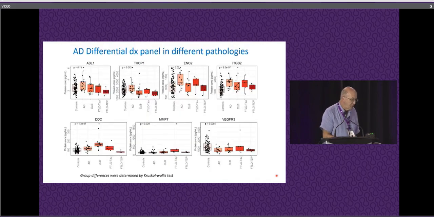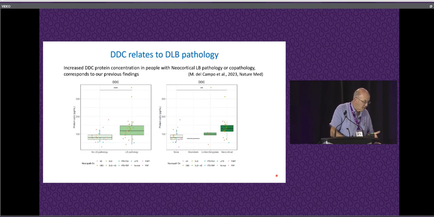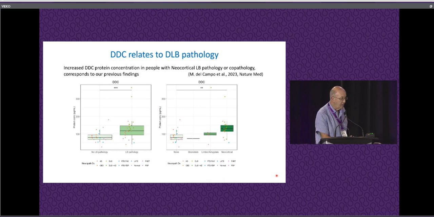And if we split this by individual pathologies, one gets a very complicated breakdown, but you get an idea that some things are a bit more relevant to AD than to non-AD pathologies. One other comparison we can make, which replicates a previous finding, is DDC, dopamine decarboxylase, an interesting synuclein-related marker. We were able to show that it was increased in people who had some degree of Lewy body pathology, and this was much more likely in people who had limbic or neocortical.